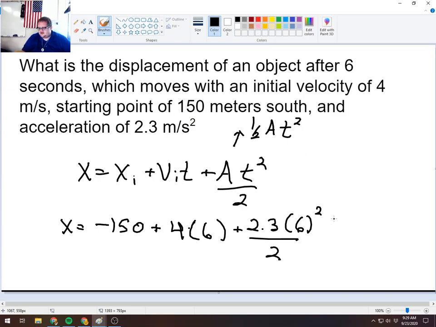All right, and for my answer, I get that the displacement after 6 seconds, one way you can write that, is going to be negative 84.6 meters. So this is some object that's traveling, and after 6 seconds, we know its position is, since it's negative, that's south, so 84.6 meters south.